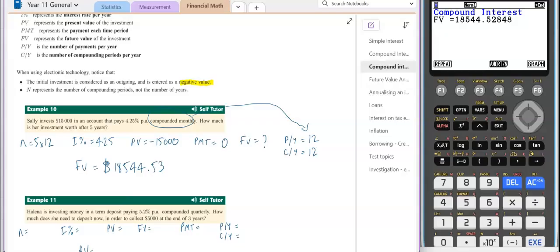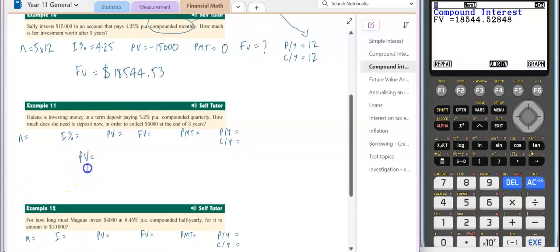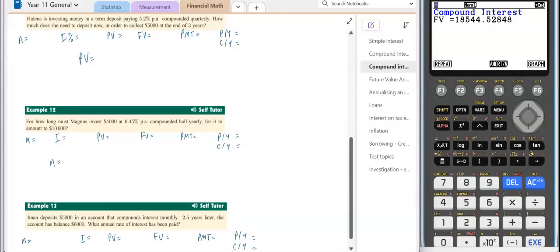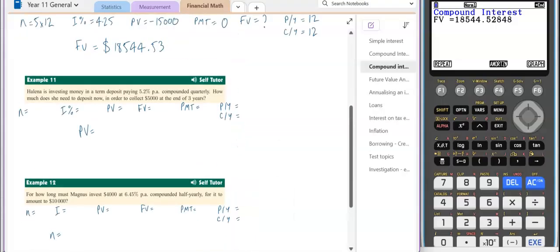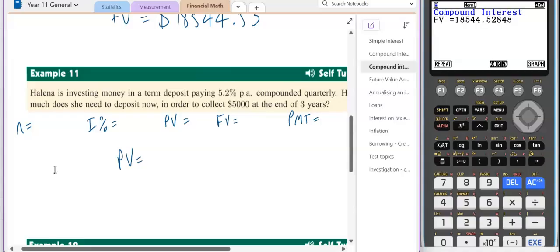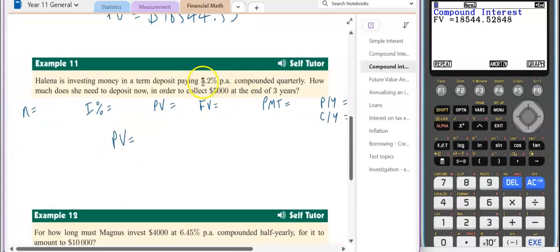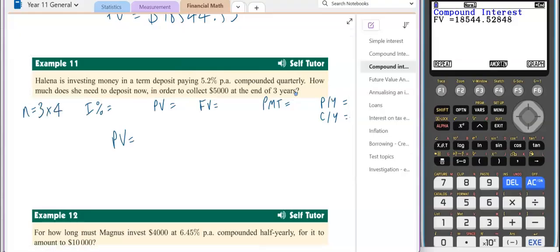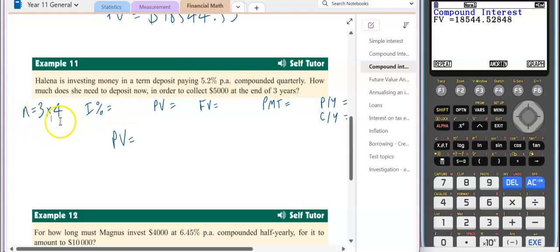We can also use the graphics calculator to determine things like, in this case, what the principal would be, given some other parameters, how long or the number of compounding periods you would need to leave an investment in an account for, etc. So let's look at the second example here. It says, Helena is investing money into a term deposit paying 5.2% per annum, which is compounded quarterly, so 4 times per year. How much does she need to deposit now in order to collect $5,000 at the end of 3 years? So N is 3 times 4 because we're talking about 3 years with interest being compounded quarterly.